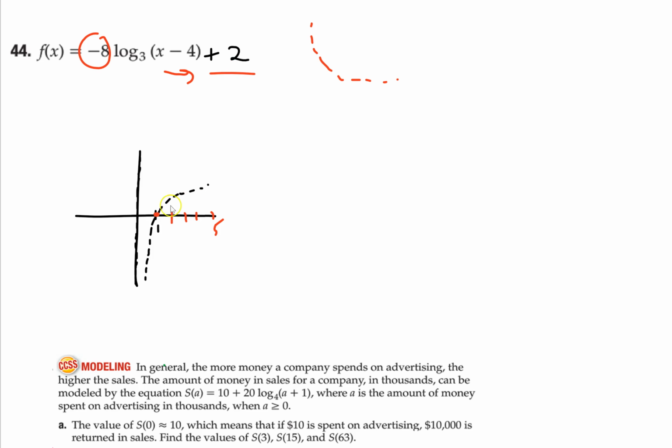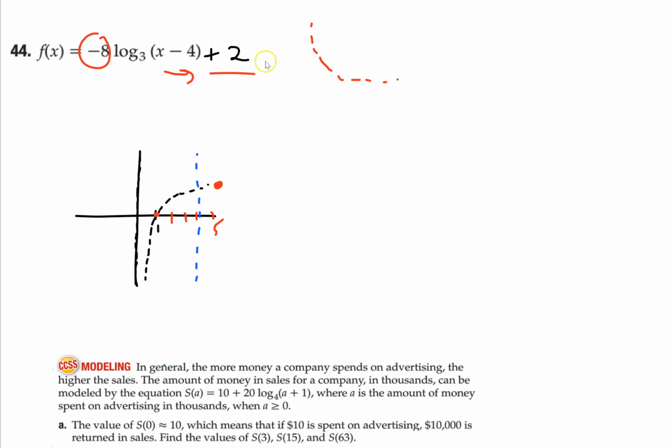Then we're going to move up 2. So that point right there, that was (1, 0) when we start off usually, is going to move right 4 and up 2. It's going to be like right there at (5, 2). Let's not forget our asymptote. Our asymptote was at 0, but now I moved it to the right 4. So 1, 2, 3, 4. That's our new asymptote. Other than that, that's our graph.